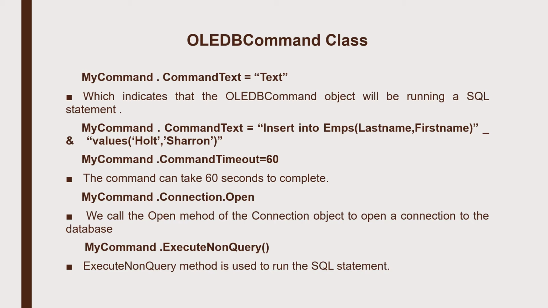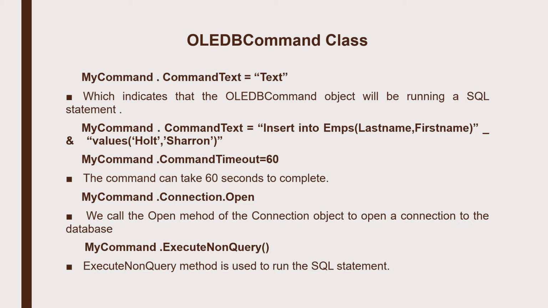With the OLEDB command class, you can specify how many seconds you want to allow the command to run before completing without throwing an error. The default for this property is 30 seconds, but you can override that value through the CommandTimeout property: myCommand.CommandTimeout = 60. In this case the command can take 60 seconds to complete.